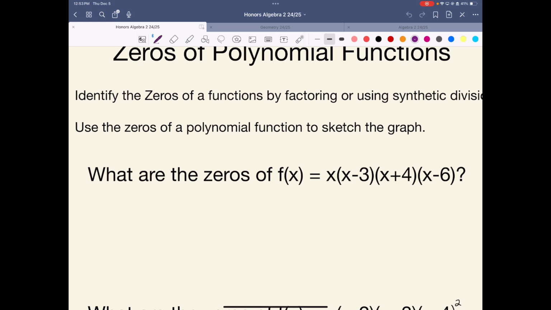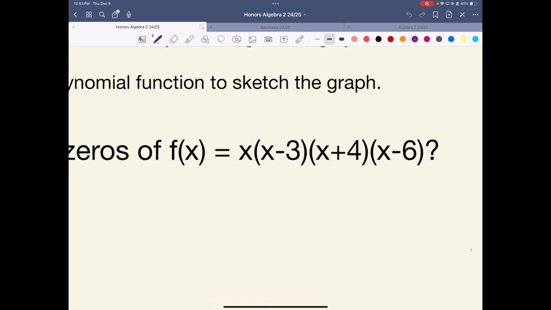27.5 seconds is up. What are my zeros? 3, 4, I think negative 4. So we've got 3, negative 4, and 6. Is there another one? And 0 is one as well.